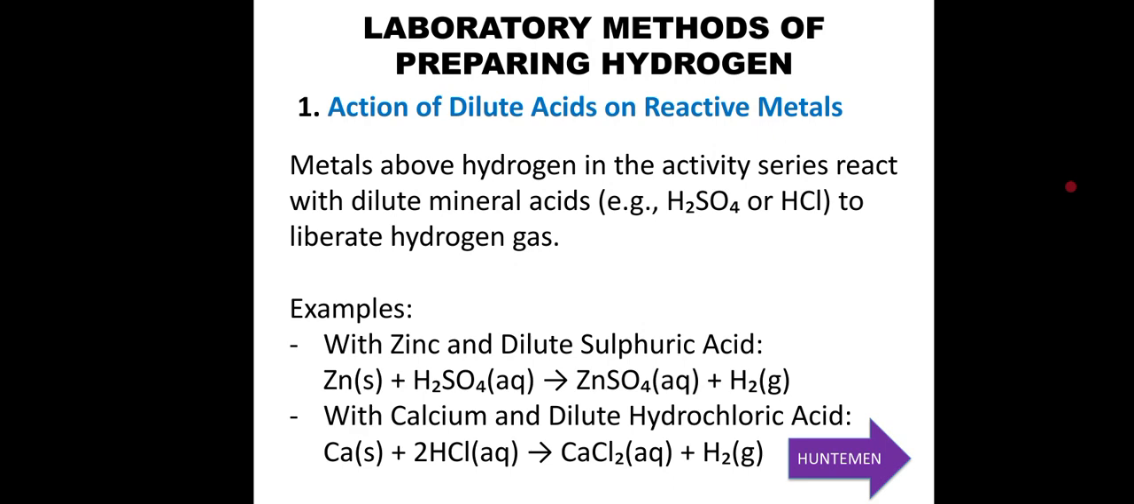For example, we have sulfuric acid and hydrochloric acid to liberate hydrogen gas. Examples of such reactions are shown in the chemical equations below. The first example, zinc and dilute sulfuric acid, and the second one, calcium and hydrochloric acid. In this case, hydrogen is generated in the two examples.